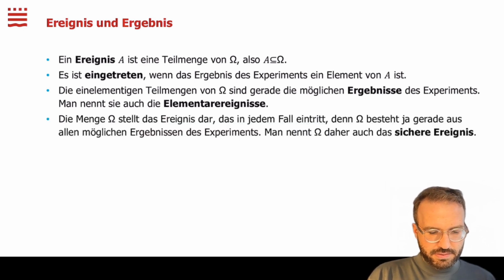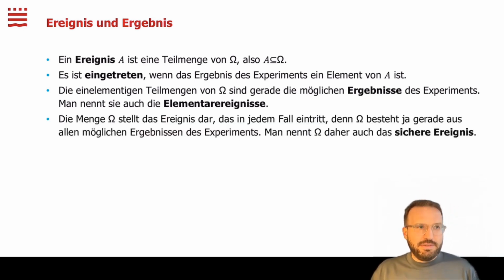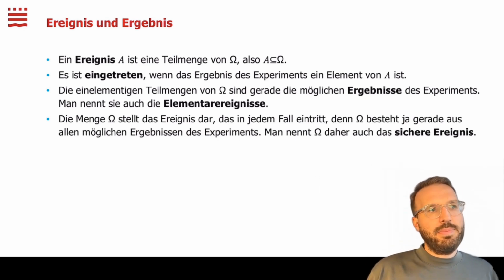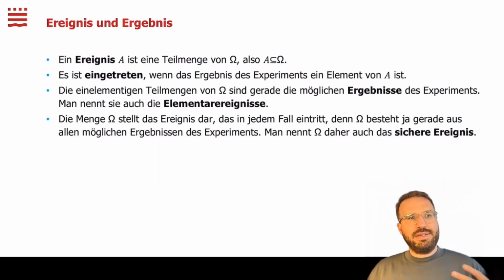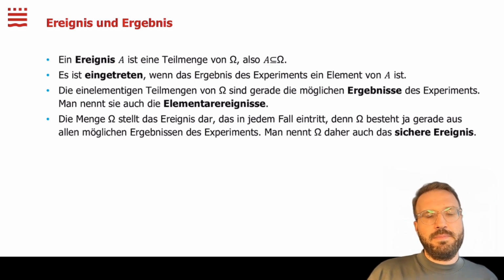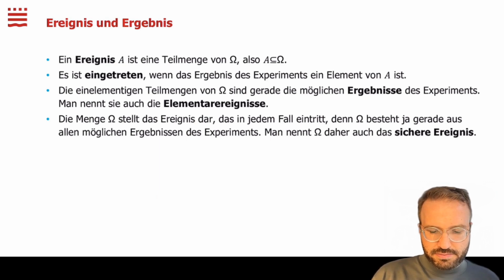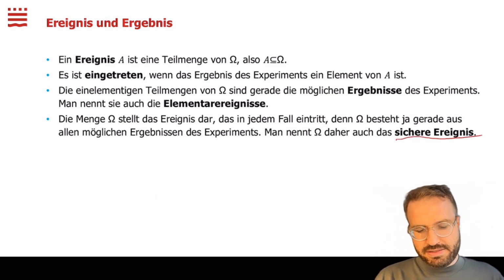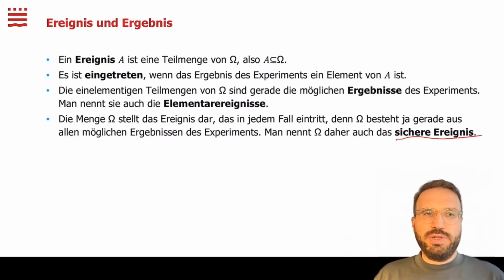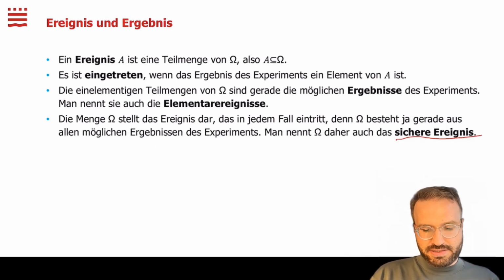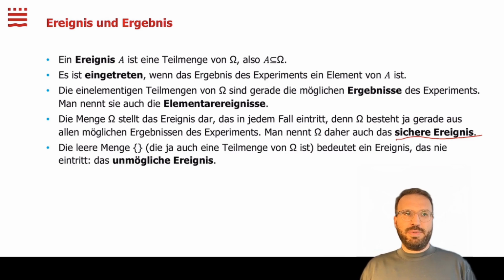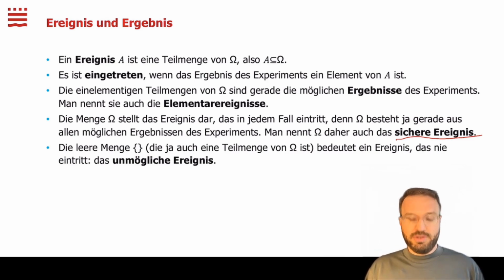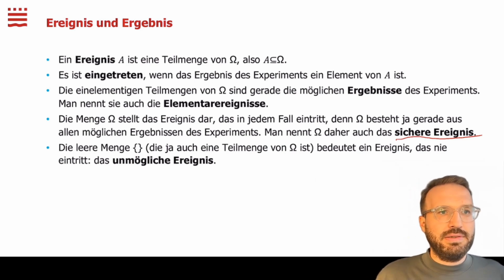Exactly. Now there are special events, which are the subsets of omega. The set omega itself is also an event, because omega is a subset of omega, and this is the event that occurs in every case. And it is therefore also called the certain event. Logically, so omega is the certain event, because it occurs in any case. And now you can already guess that the next thing we will look at is the impossible event, which is the empty set. The empty set is also a subset of omega, and it is the event that never occurs. And we call this the impossible event.